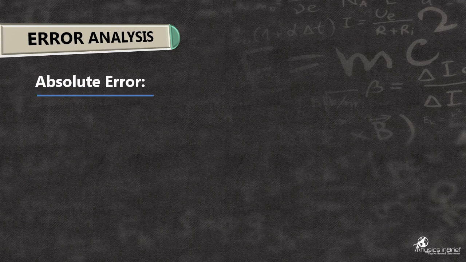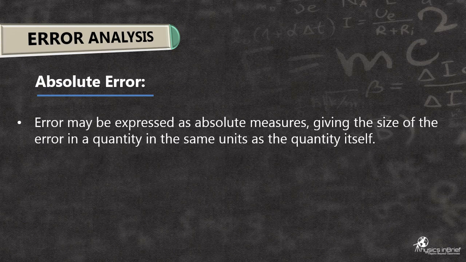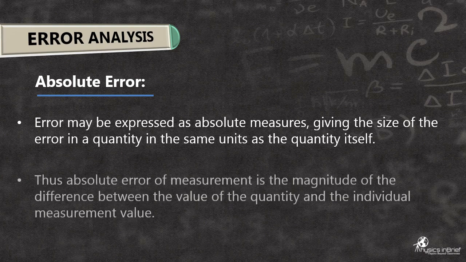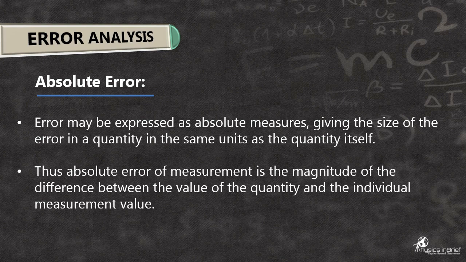Absolute error. Error may be expressed as absolute measures, giving the size of the error in a quantity, in the same units as the quantity itself. Thus, absolute error of measurement is the magnitude of the difference between the value of the quantity and the individual measurement value.